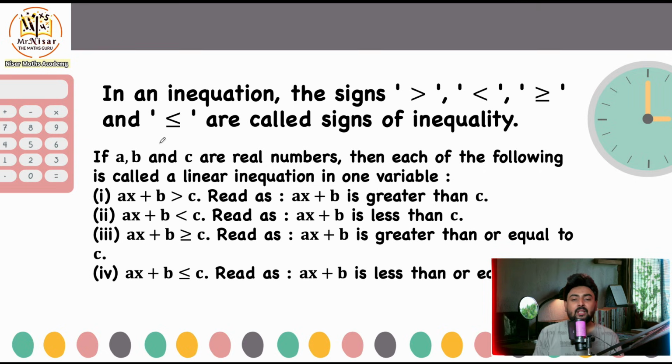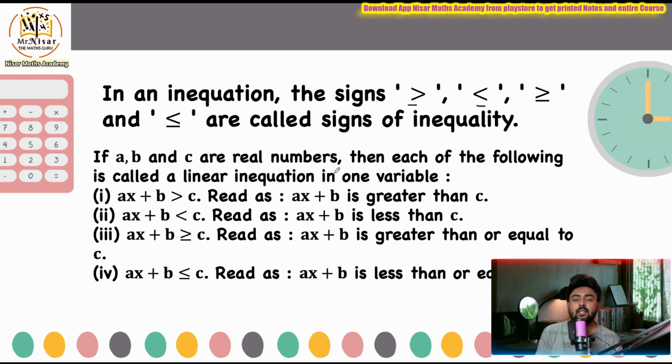In inequations, we have these four important signs: greater than, less than, greater than or equal to, with the line below, and less than or equal to. These are called signs of inequality. Okay, so if a, b and c are real numbers, then each of the following is called a linear inequation in one variable.